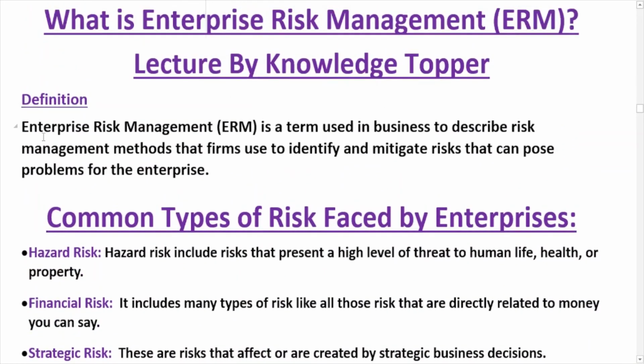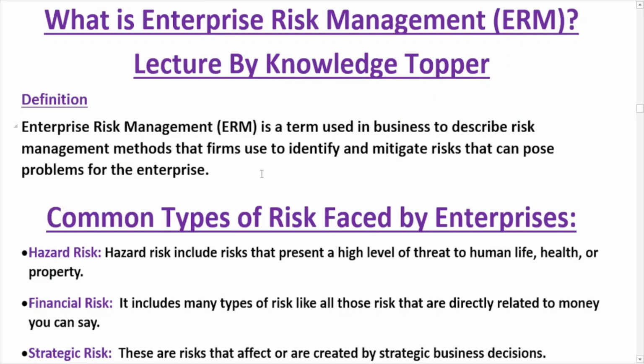As written on your screen, enterprise risk management is a term used in business to describe risk management methods that firms use to identify and mitigate the risks that can pose problems for the enterprise. Every enterprise risk management practitioner always has this question in mind: what are the major risks that could stop our enterprise from achieving our mission, our goal, or our objective?